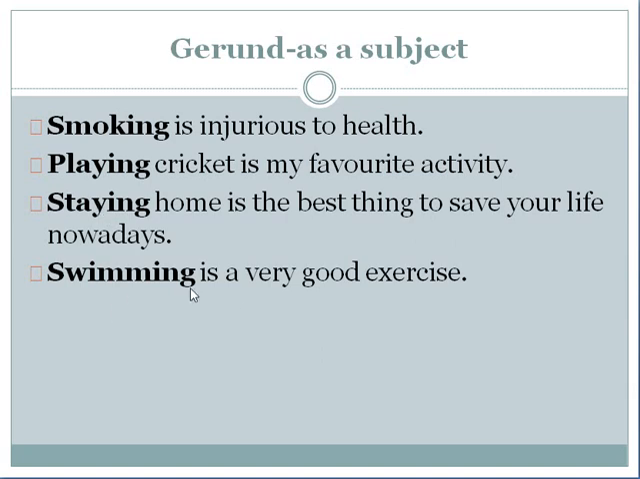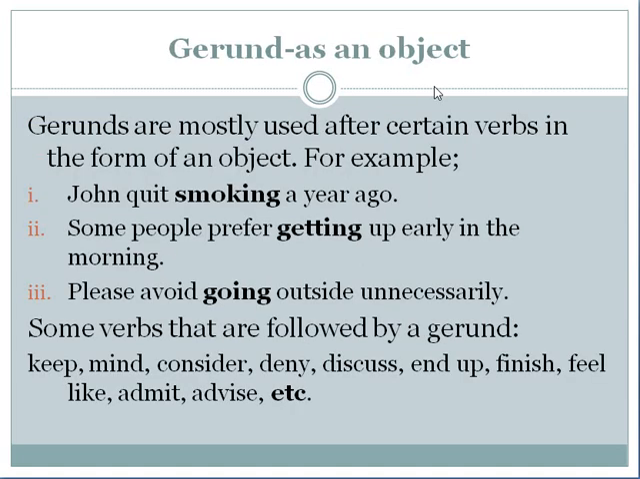So let's come to the point. Staying home is the best thing to save your life. Staying is a gerund here because this is being used as a subject instead of a noun. Swimming is a very good exercise. Swimming is the ing form of a verb being used as a noun in place of a subject, that is called gerund. So these are four examples of gerund as a subject.